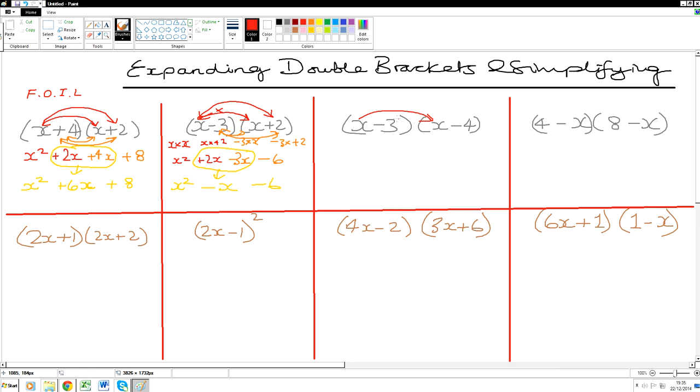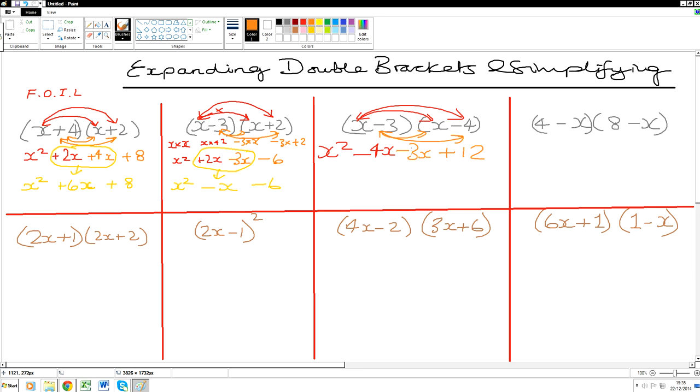You have x times x is x squared. You have x times minus 4, front two, outside two. x times minus 4 is minus 4x. Okay. Next we have minus 3, the inside two. Minus 3 times x is minus 3x. And the last two in each bracket: minus 3 times minus 4.